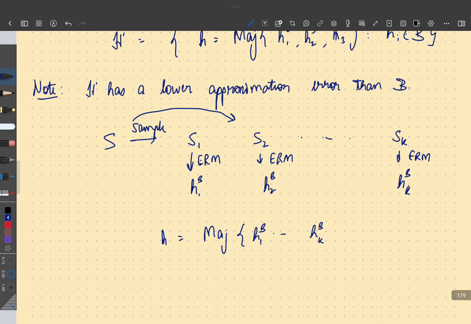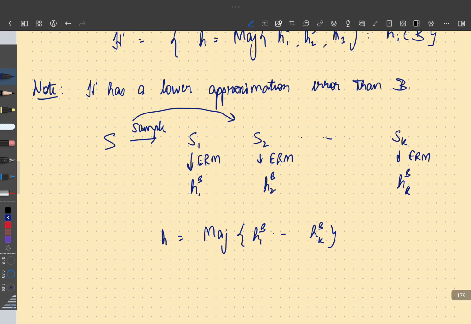of the outputs of these K predictors. Okay, at the moment, this is a very heuristic approach, right? Why do you even resample from the original data set again and again? And why should this work, right?